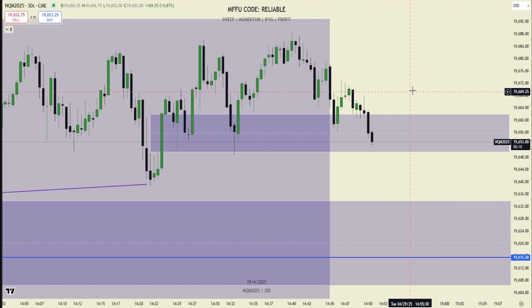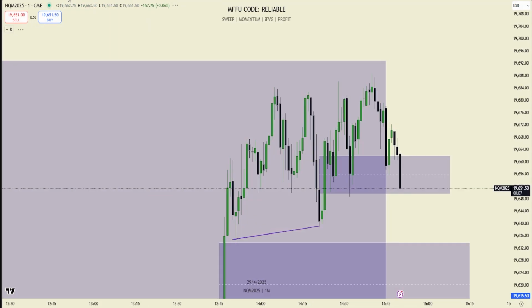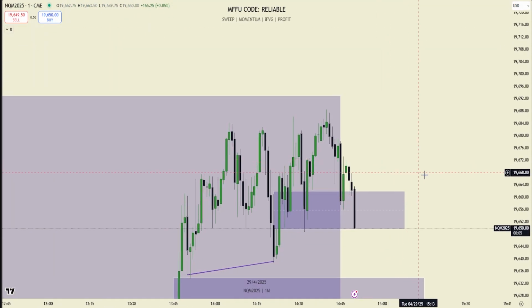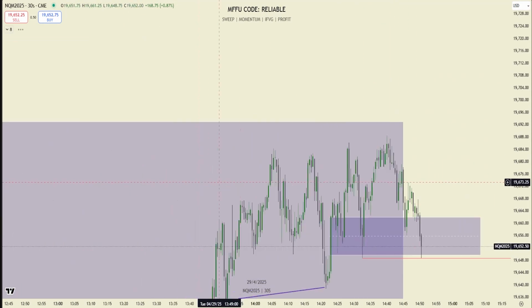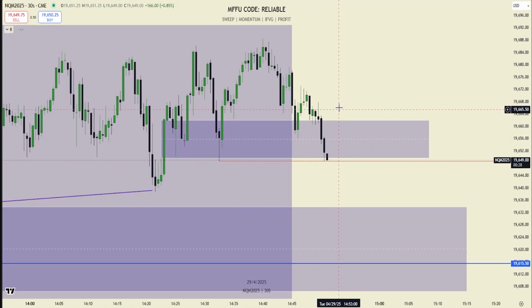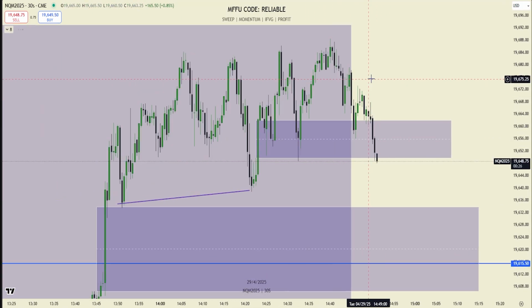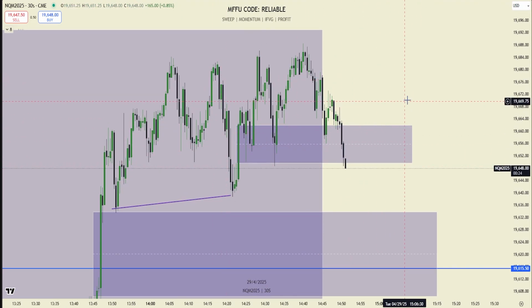Was this a unicorn down? No, not really. But yeah, we'll focus up. So we had this 30-second here. We're still rejecting the 15-minute. If price inverses this 30-second to the downside, that would probably be bearish because it's what we've been using as support this whole time.